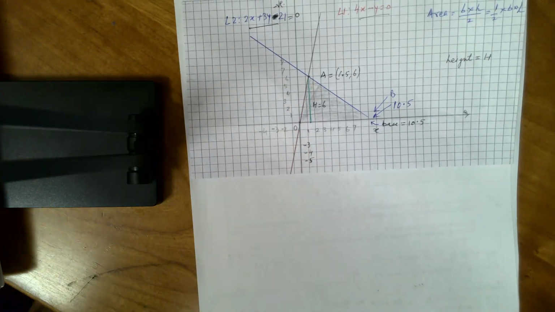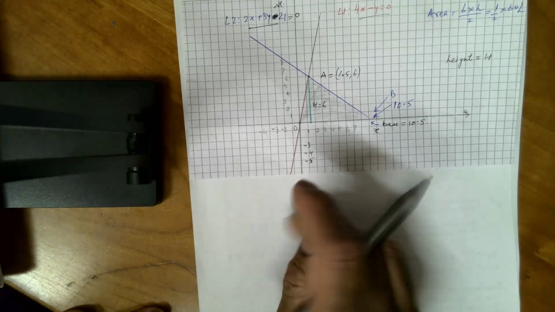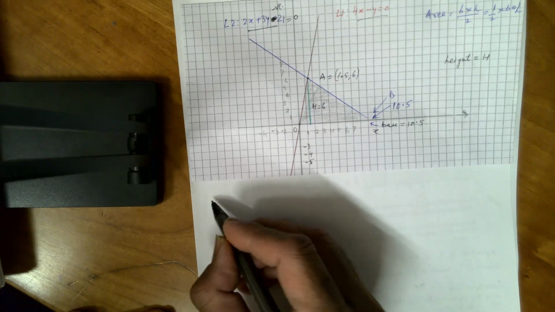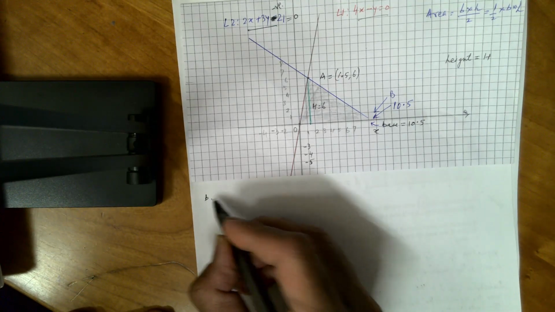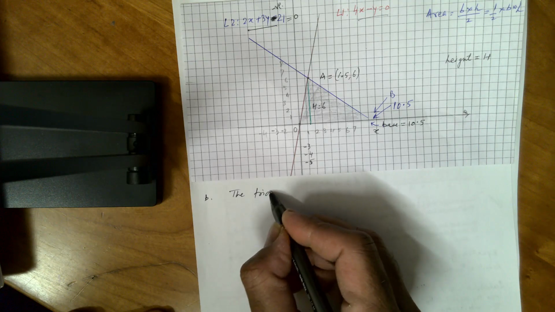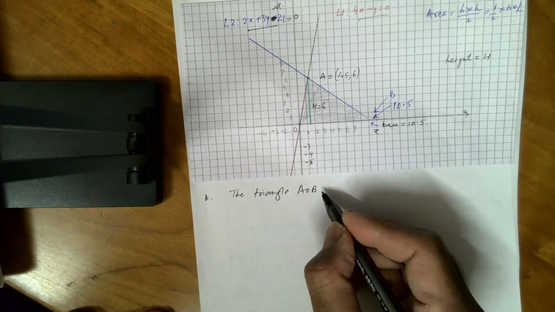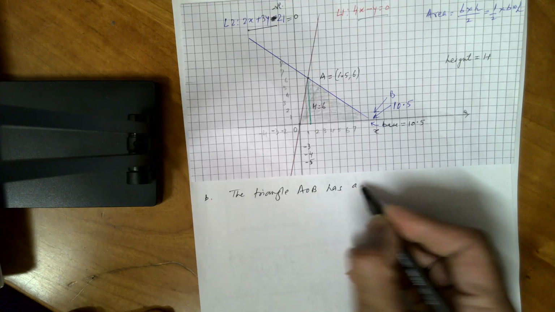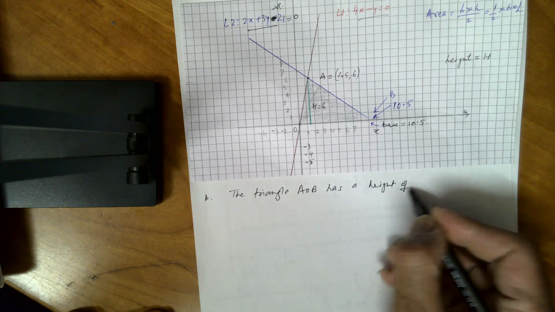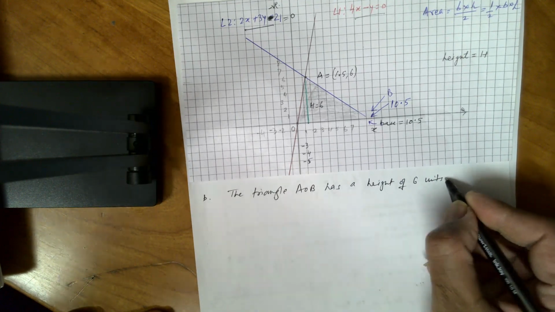All right. So the triangle. I write down here for you. So this triangle, that's the second bit, B, we're doing. So the triangle AOB has a height of 6 units.